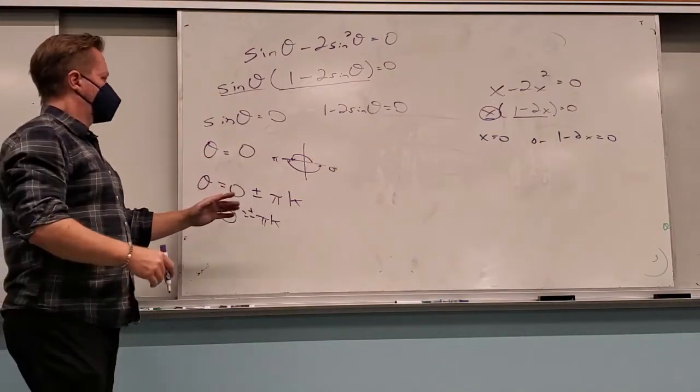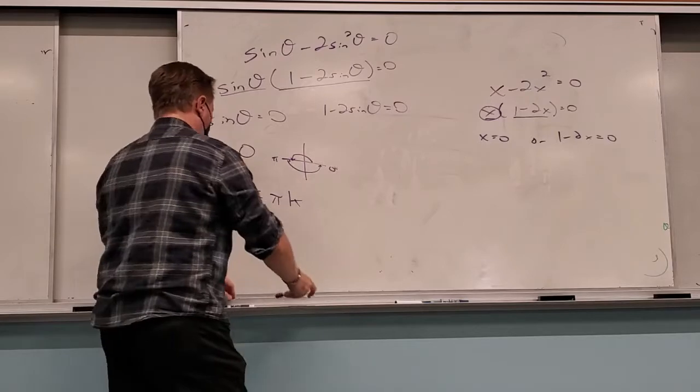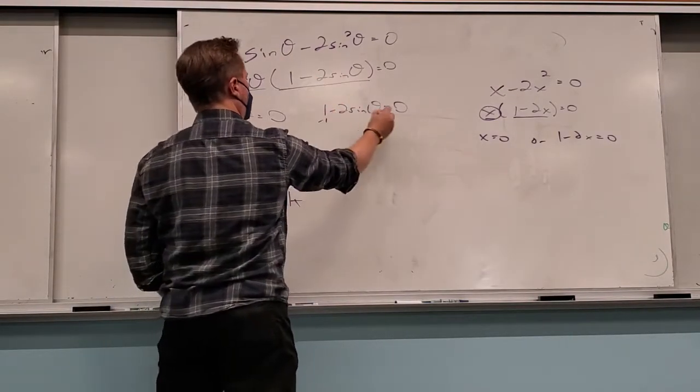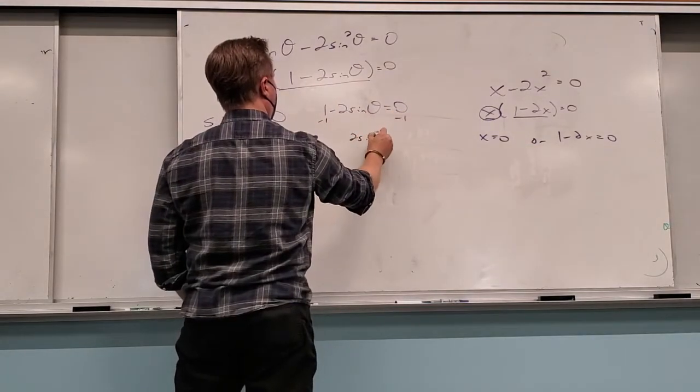And am I done? No. Of course not, because I've got this other thing. So how do I solve this? Subtract one from both sides. Say again, sorry? Yeah, subtract 1. And then divide by -2. Is that cool?